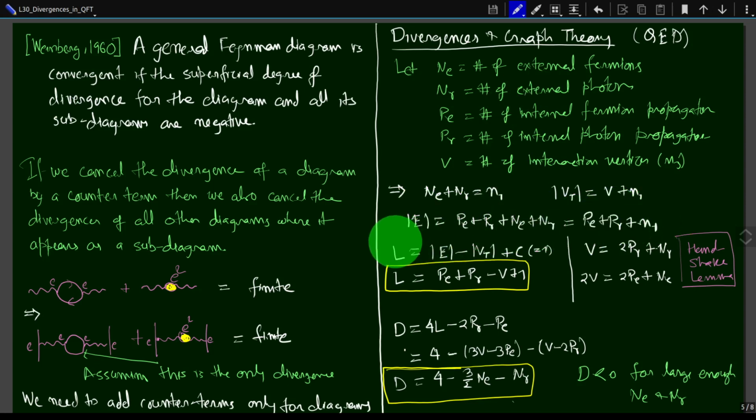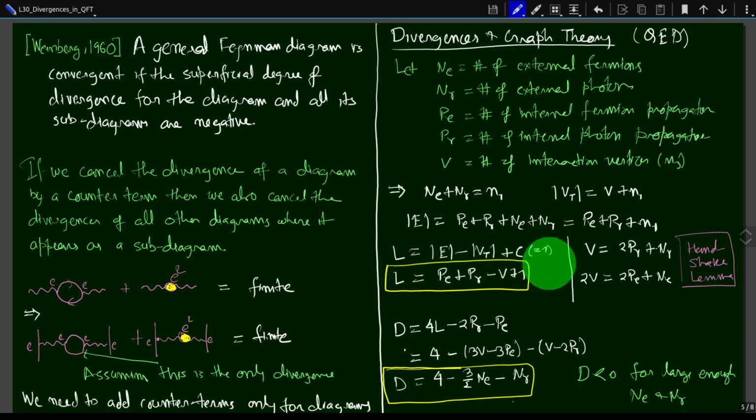Now we know from graph theory that L is equal to number of loops minus number of vertices plus C, and here we are looking at C equal to 1. So for E we replace this formula with plus N1, and for V we replace this formula with plus N1. The N1 cancels out, and we end up getting L equal to PE plus P gamma minus V plus 1. So this is my one step.